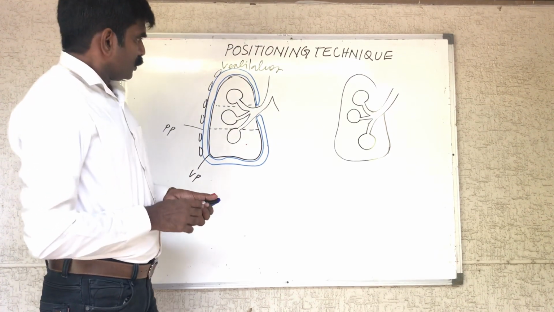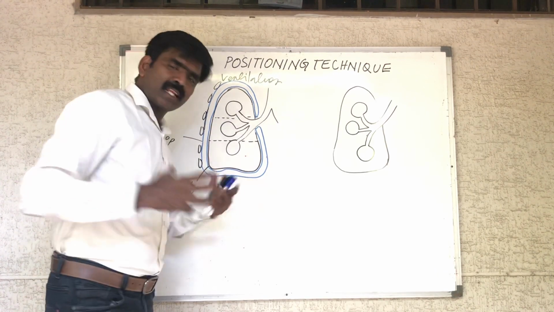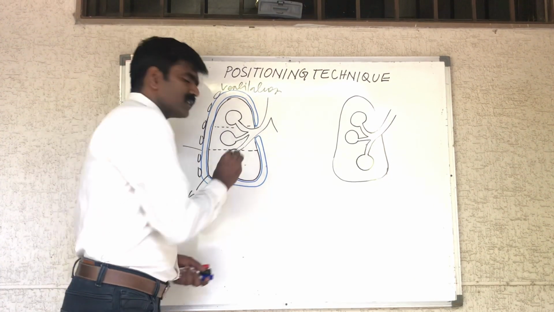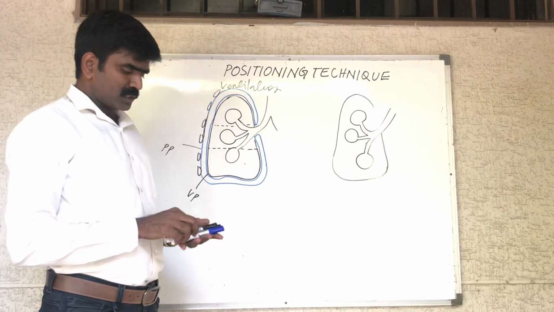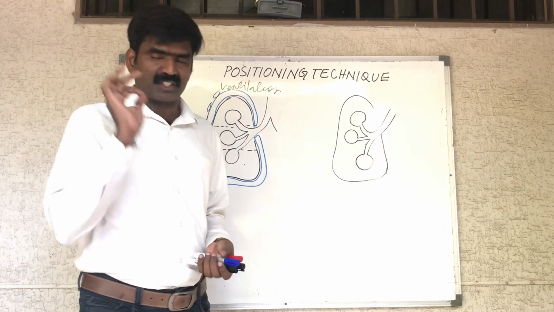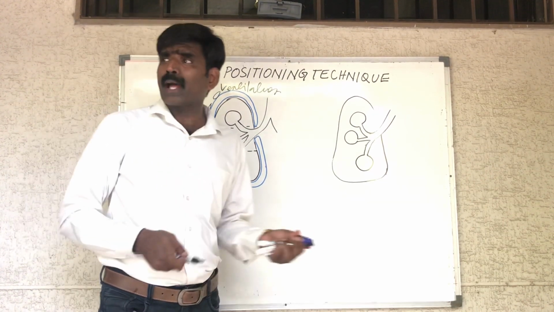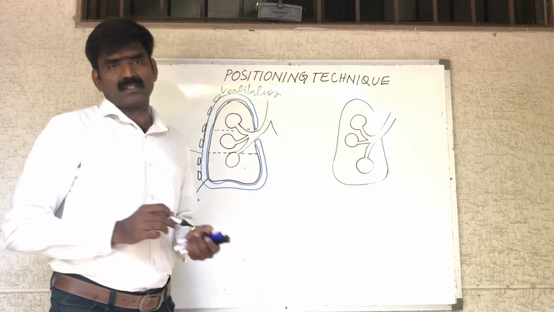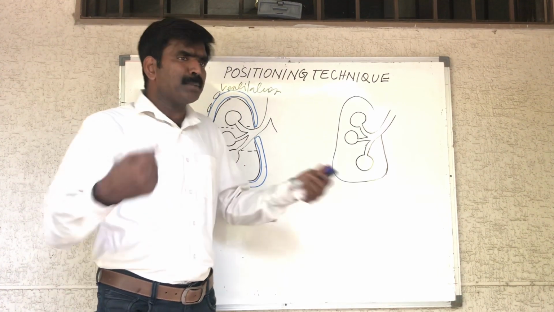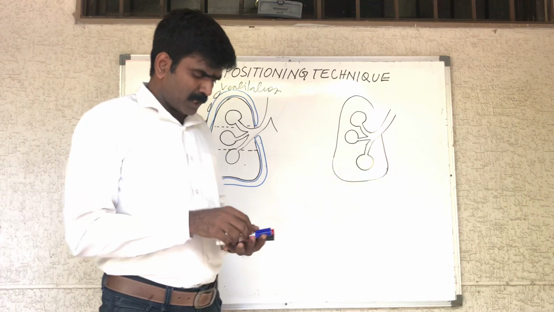Clear? So why the ventilation, first I'll explain why the ventilation is higher in the lower zones. The reason is the pleural pressure, negative pleural pressure. We know that the pleura is having negative pressure, which helps to keep the lung in the inflated position.